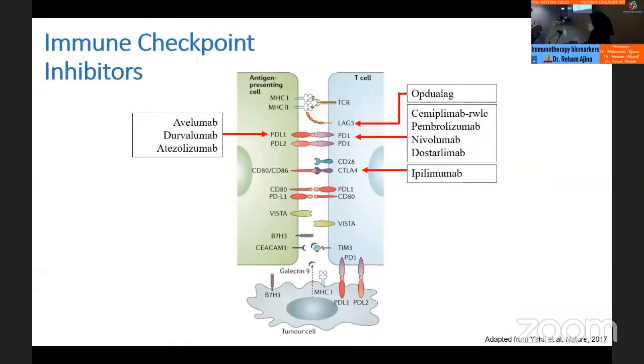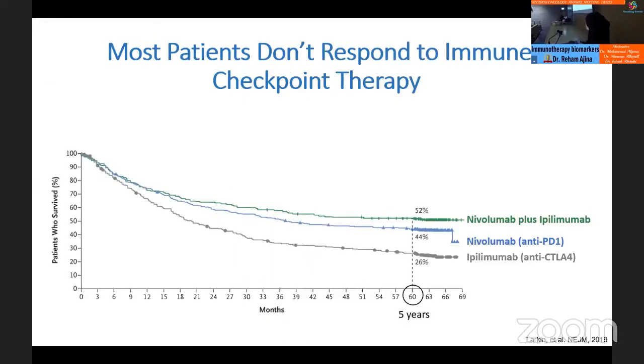The currently approved immunotherapies, or immune checkpoint inhibitors, are: the first one was ipilimumab for CTLA-4, then we have 4 for PD-1 and 3 for PD-L1. The most recent one is the anti-LAG-3 that was approved last year in 2021. So we know that cancer immune checkpoint inhibitors are very effective. However, we also know that most patients do not respond to them.